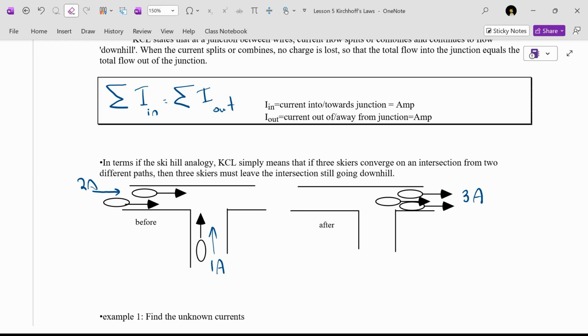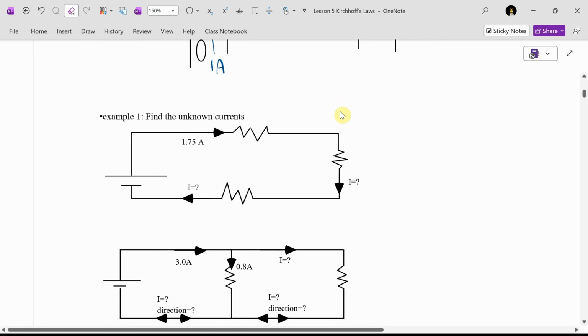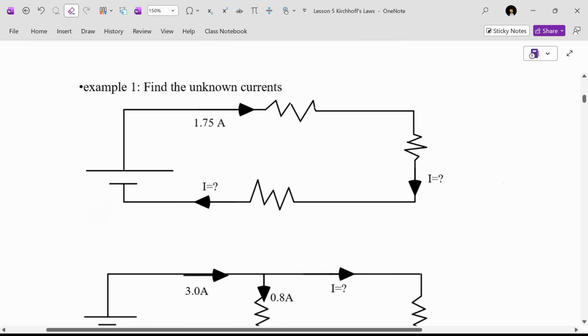So as a strategy, and we're eventually going to list this, but I'm going to start building it right now, I'm going to bend my efforts if I'm solving a circuit to try and figure out the total current. So it's going to look like this. Example 1 says, find the unknown currents. Carly, you and I are going to go skiing together. I'm going to zoom in a little bit.